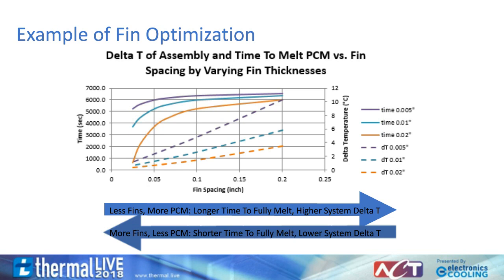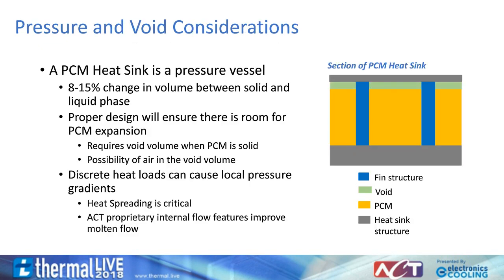A schematic of the PCM heatsink module structure is seen on the right. Internal features include PCM, fin structure, and void allocation. During manufacturing, a heatsink module will be completely leak-tight, which makes it a pressure vessel. As we touched on before, since there's expansion going from solid to liquid, the unit requires a void volume when in the solid state. Typically, this ranges between 8 to 15%.